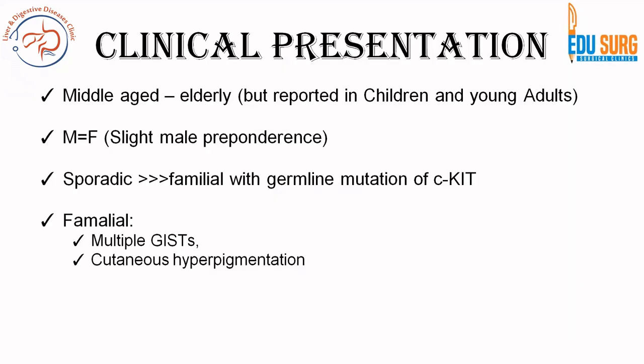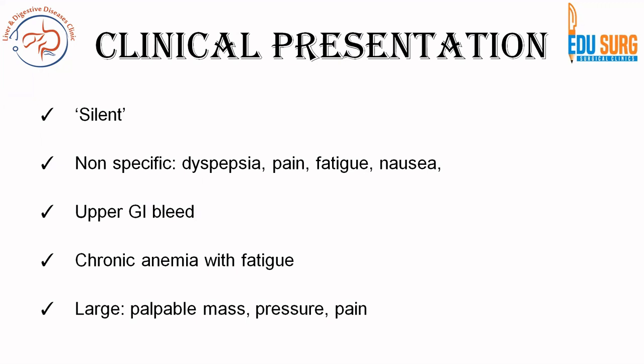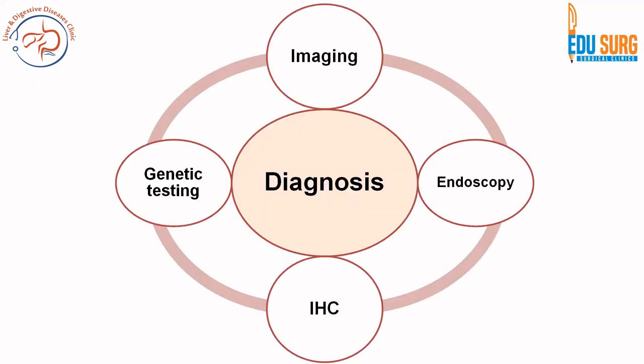So clinical presentation: it is most common in middle-aged and elderly with slight male preponderance, and sporadic is far more common than familial with germline mutation of c-KIT. If it is familial, the patients can have multiple cysts and cutaneous hyperpigmentation. Usually they are silent or they can present with upper GI bleed. Non-specific symptoms can be dyspepsia, pain, fatigue, and nausea. Patients can have chronic anemia. If they are very large, then they can present with palpable mass, pressure symptoms, and pain.